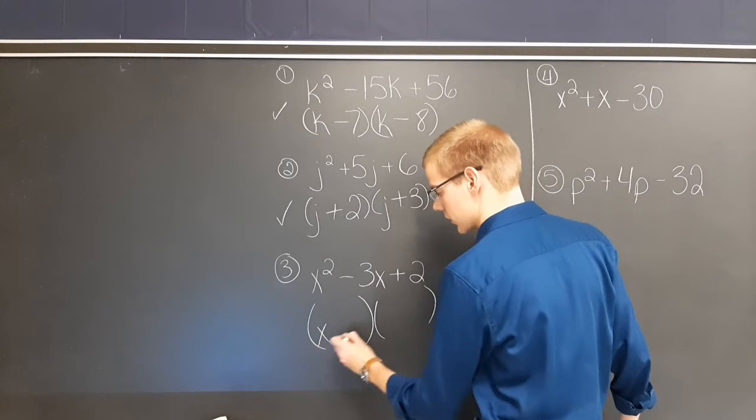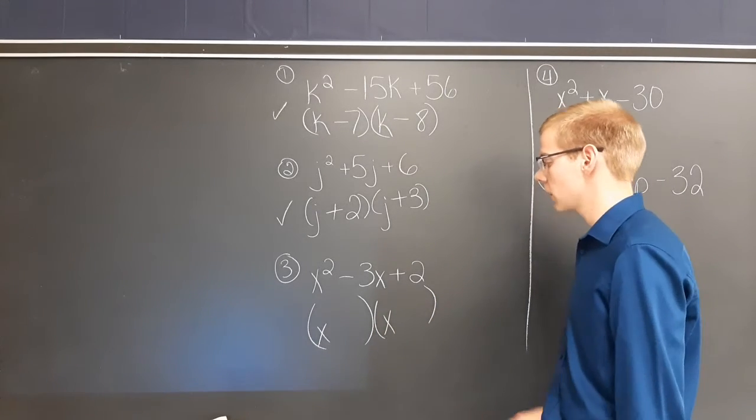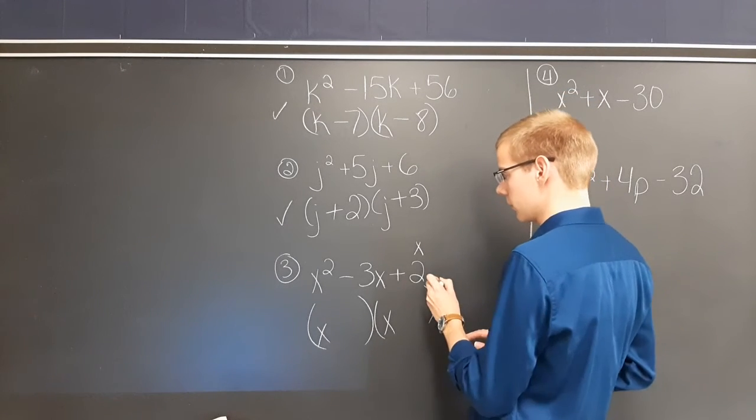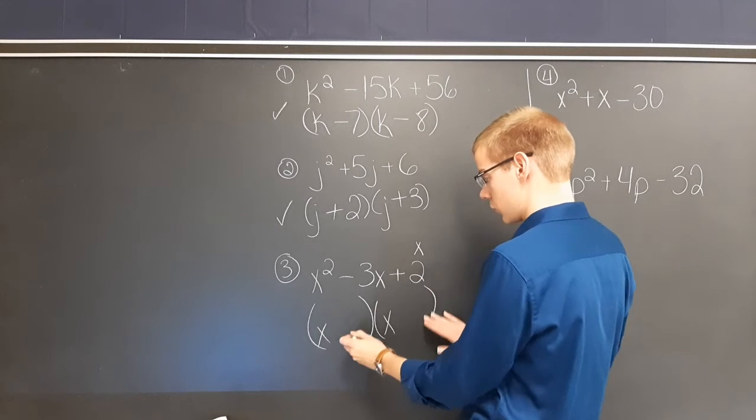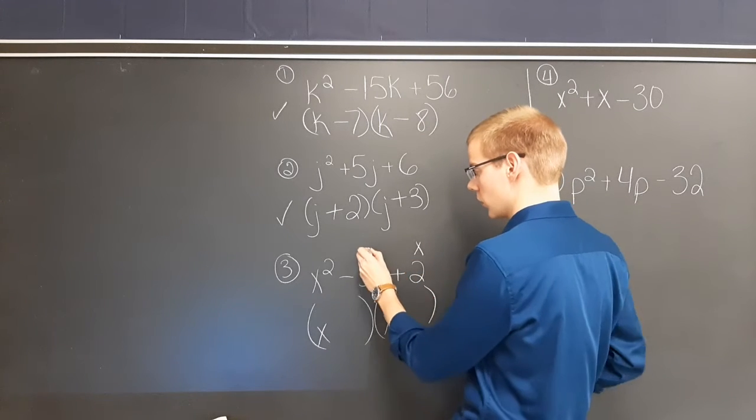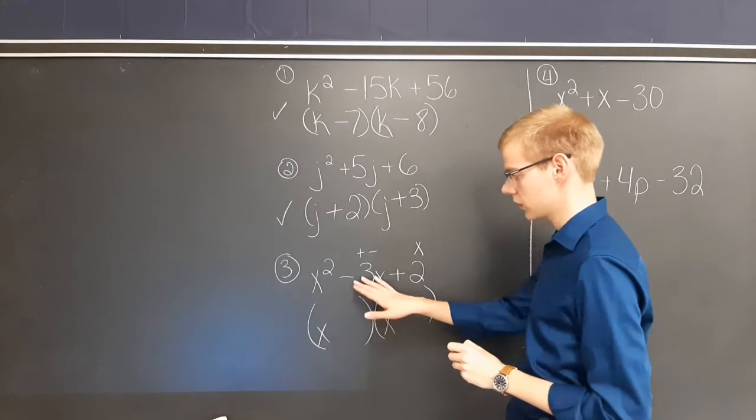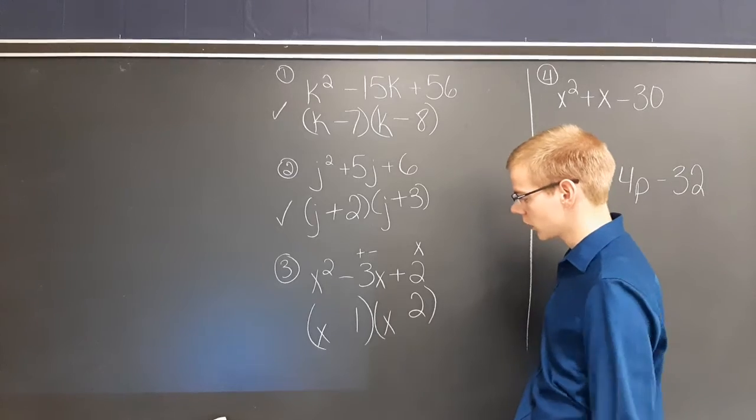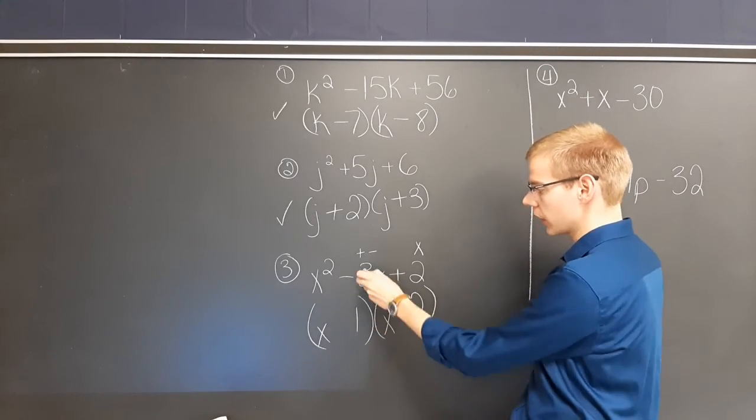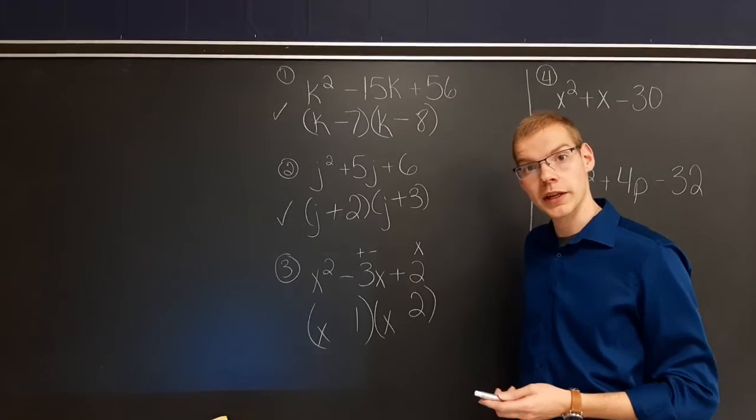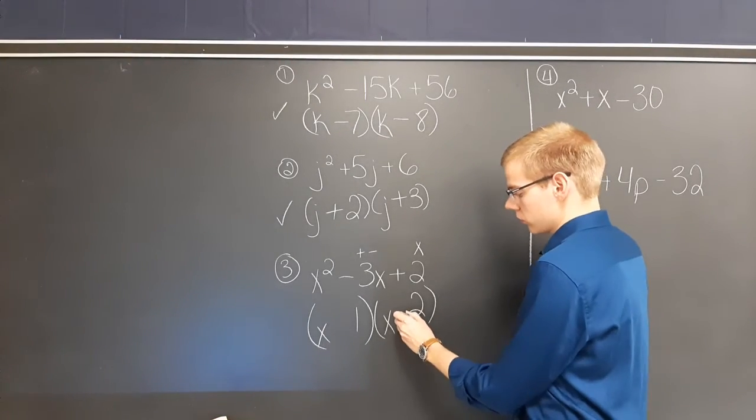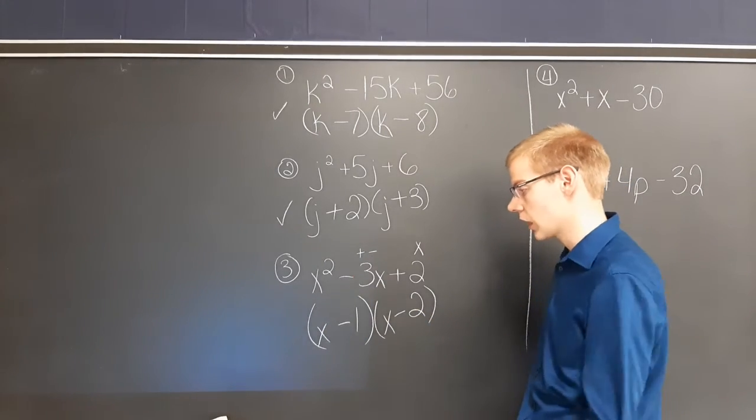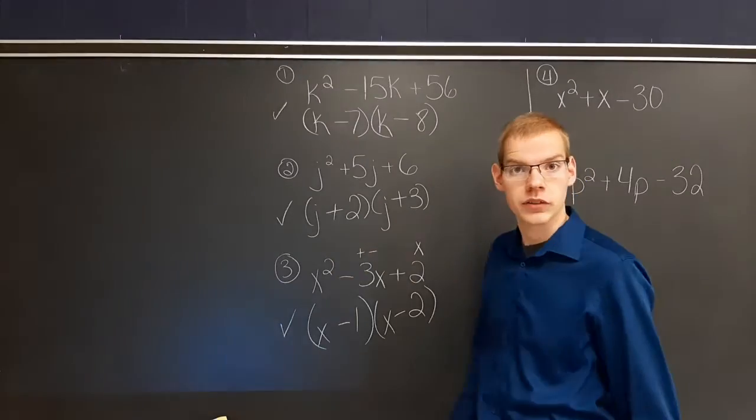Square root of x squared is x. Now, two numbers multiplied equal 2 and added or subtracted to get negative 3. So I think a 2 and a 1 should work because 2 times 1 equals 2. Now how can we get it to equal 3 or negative 3? Negative 2 minus 1 is negative 3. Ta-da! It's also correct.